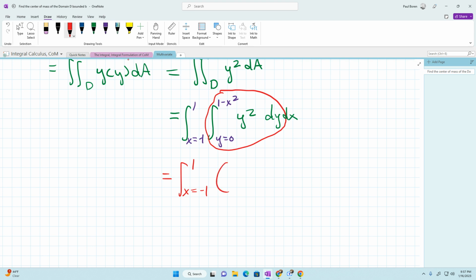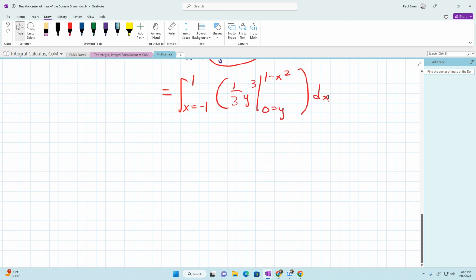If I were to go ahead and compute this integral, I would get 1/3 y cubed. That's just the antiderivative of y squared. And then we'd have to evaluate it from y equals 0 to 1 minus x squared. Again, this is talking about a y variable. We're still keeping this integral here because we're going to have to take the integral of this whole thing with respect to x. That's what this double integral is saying.